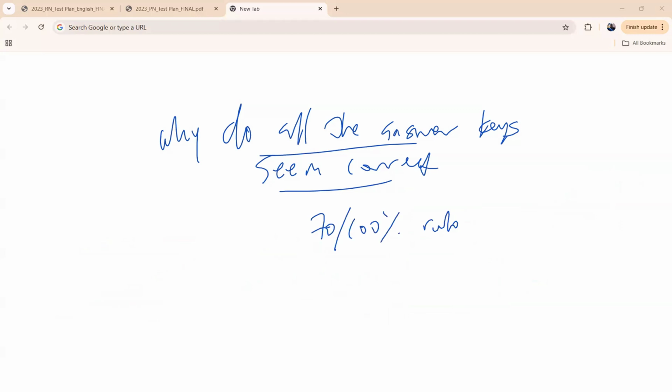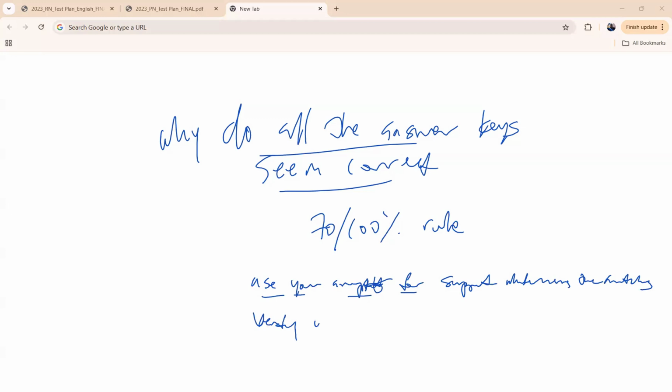It's just like this. Let me give you an example. Use your armpit for support while using the crutches.